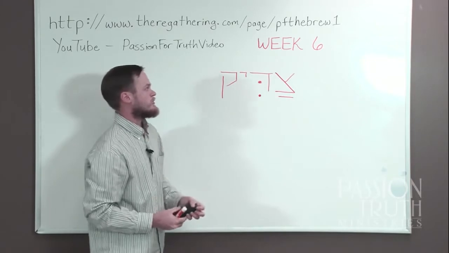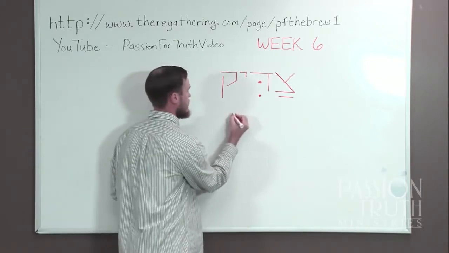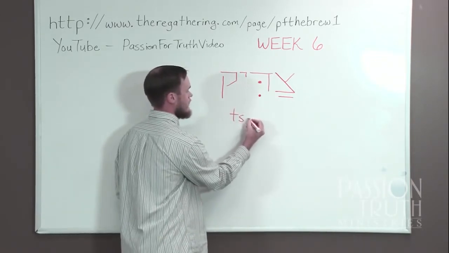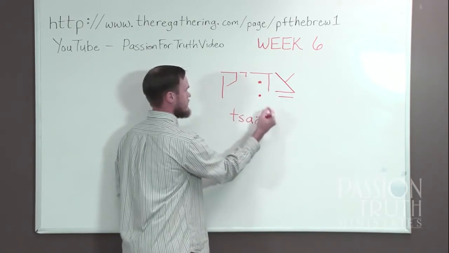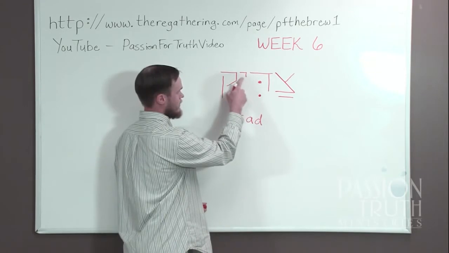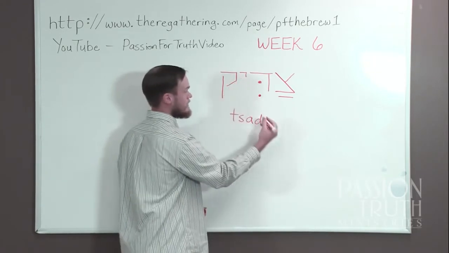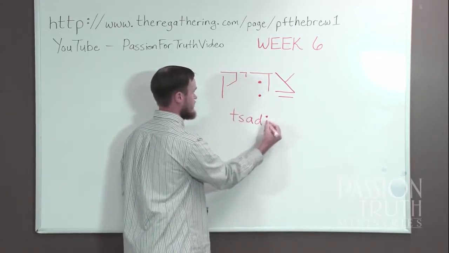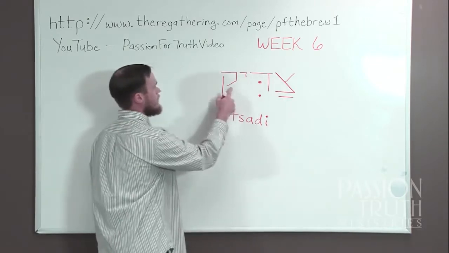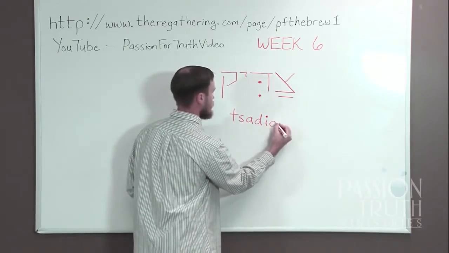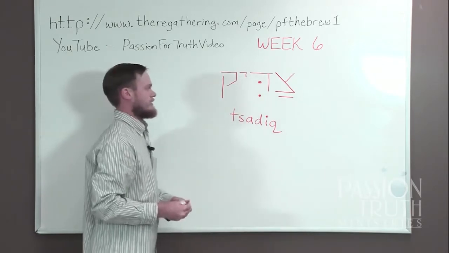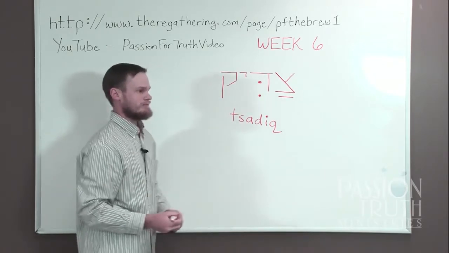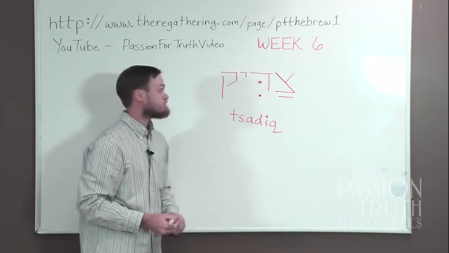And this is pronounced, got the Tza of the Tzadi, the A of the Patach, D of the Dalet. Chirik plus Yod is a long E sound, which usually is transliterated as just an I. And then the K or the Q of the Kuf. So Tzaddik. And Tzaddik is a righteous man, or a righteous one, rather. It could be a woman.